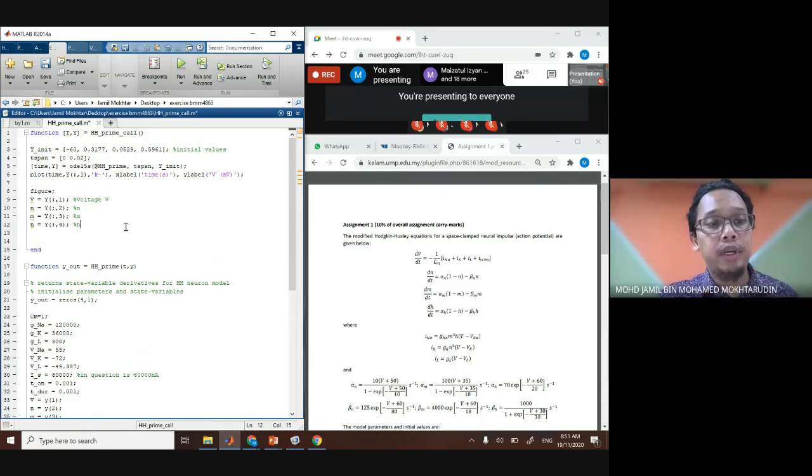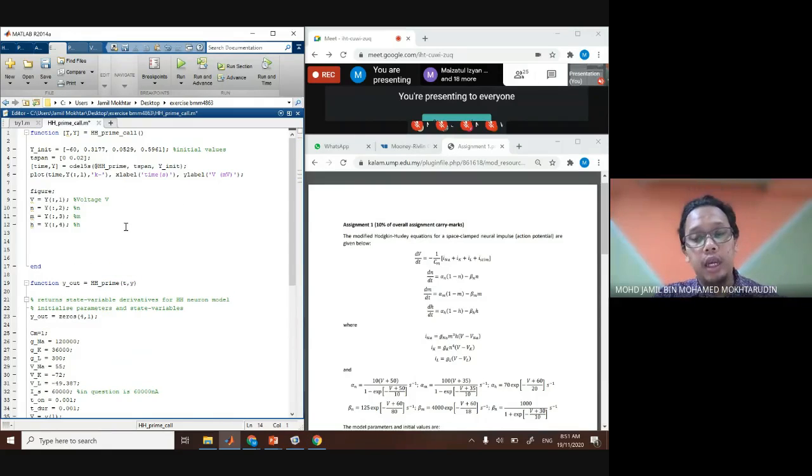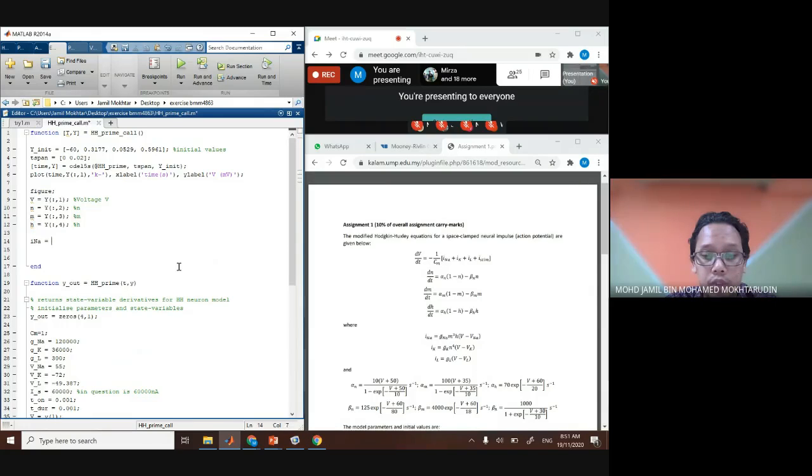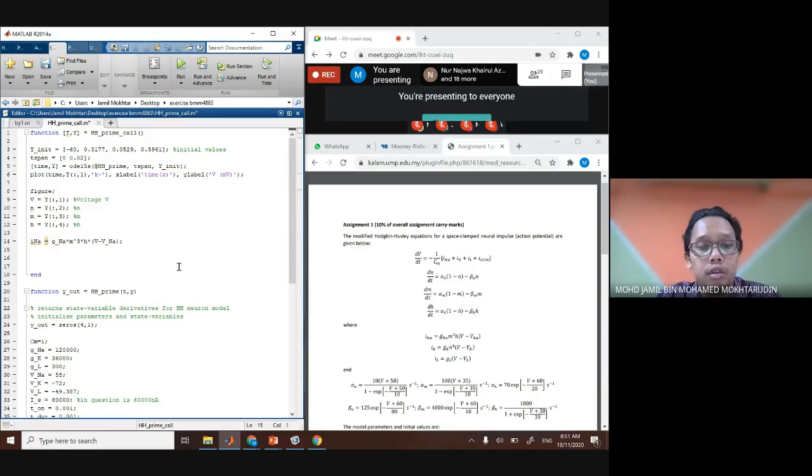After you separate them, then you can rewrite the currents here. For example, like I sodium equals G underscore Na times M cube times H times E minus V sodium. Okay, so continue writing for the other currents.